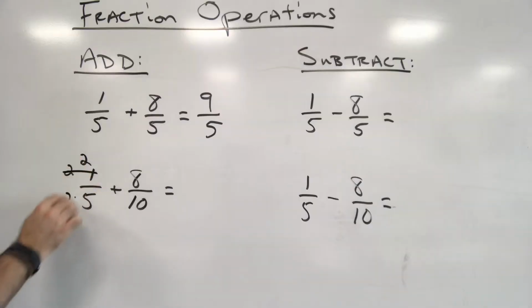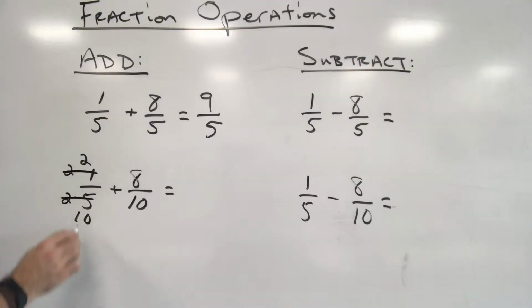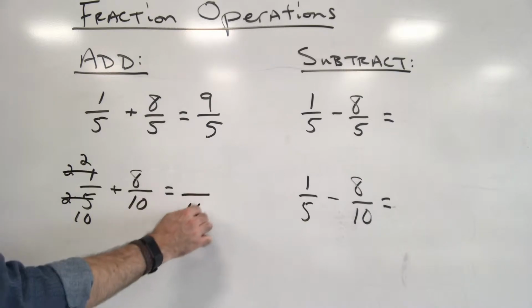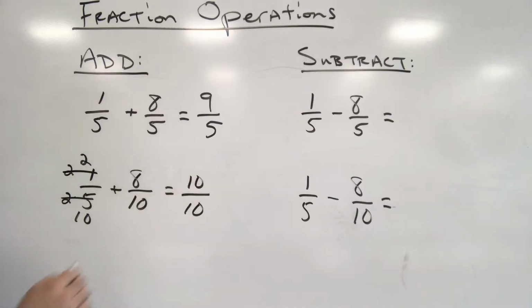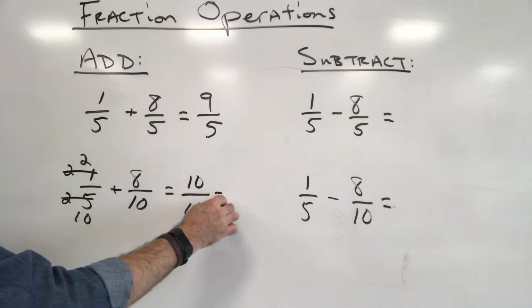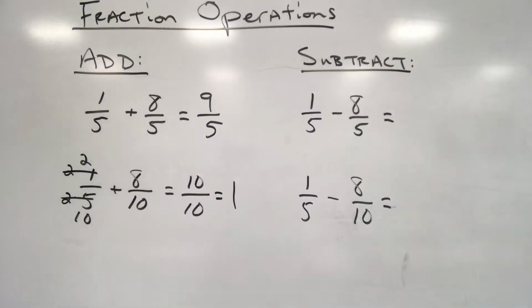2 times 1 is 2, and 2 times 5 is 10. Now I have common denominators, and then I can add 2 plus 8, and that gives me 10 over 10. That can be simplified to just 1.